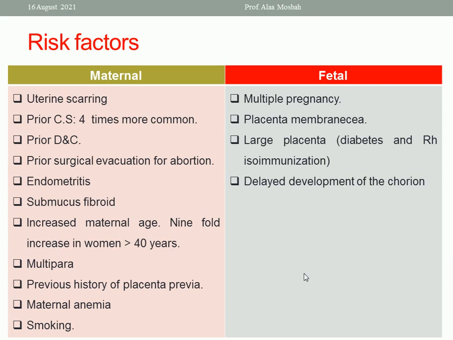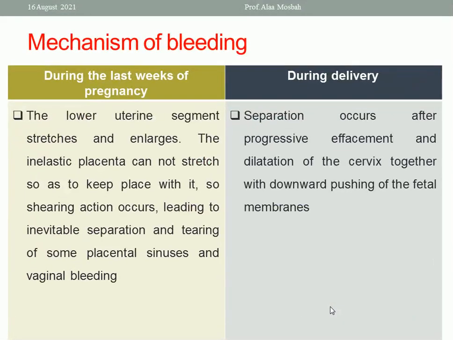Maternal anemia and smoking. What about the fetal risk factors, including multiple pregnancy, placenta membranacea, large placenta as with diabetes in pregnancy, and Rh isoimmunization, and lastly, the delayed development of the chorion as a risk factor related to fetal causes. Okay, what is the mechanism of bleeding?